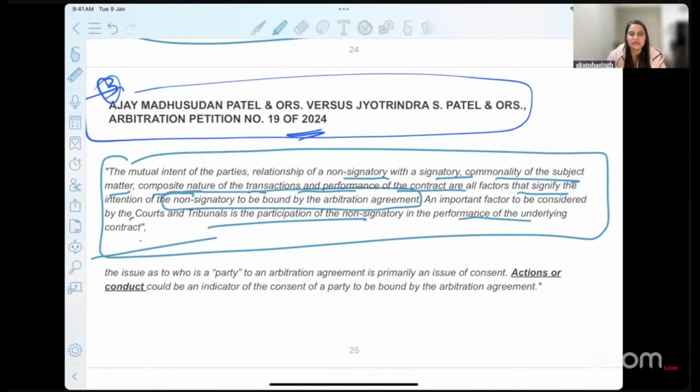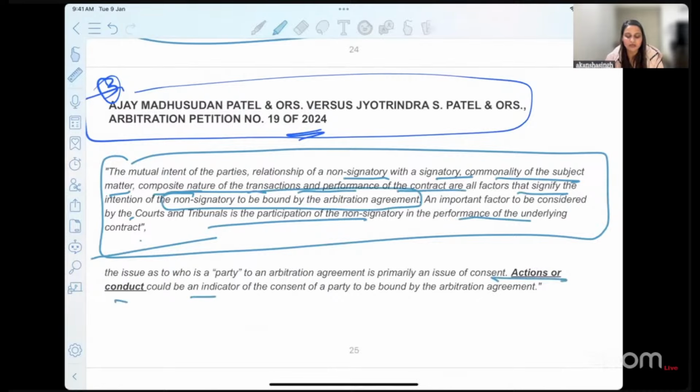So these are case laws that you must mention in your answer, along with the statutory provision that we read in the beginning, for you to substantiate, for you to convince that yes, I stand with the point that a non-signatory should be impleaded. Okay. All right.